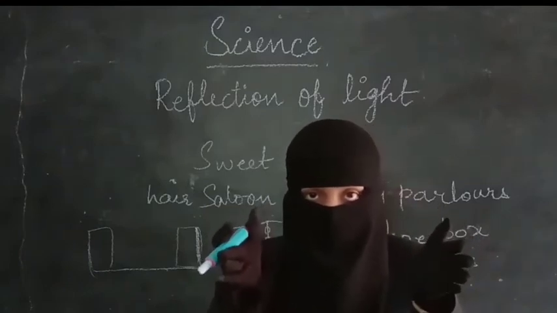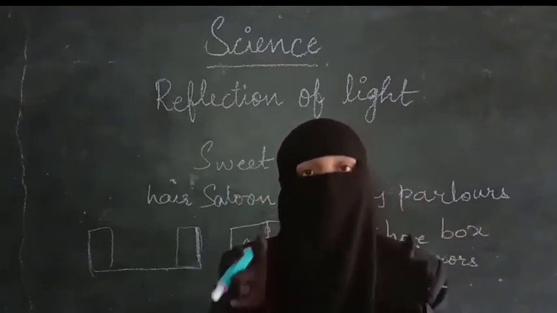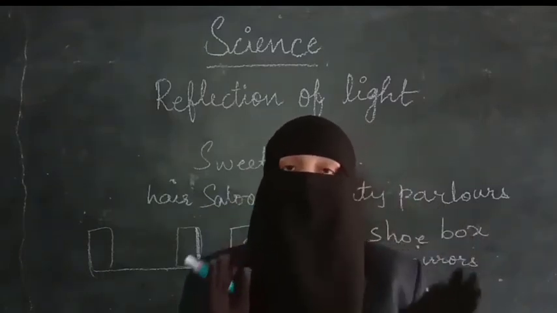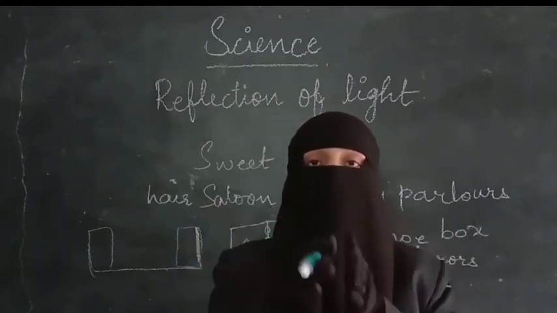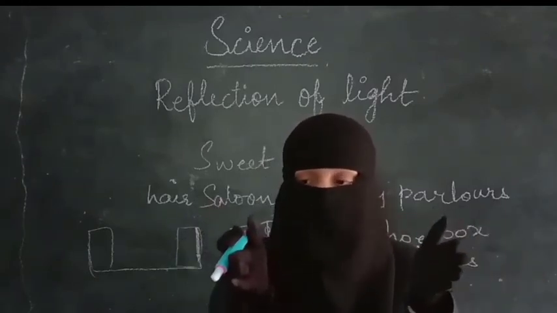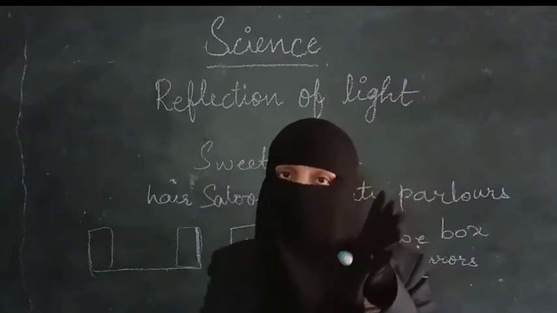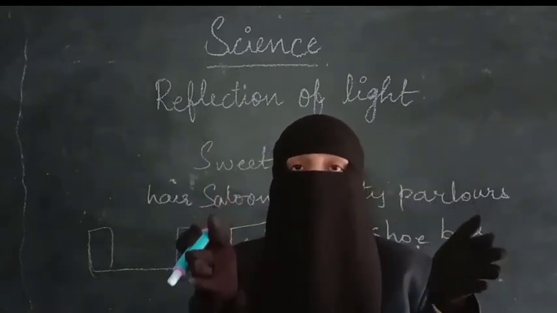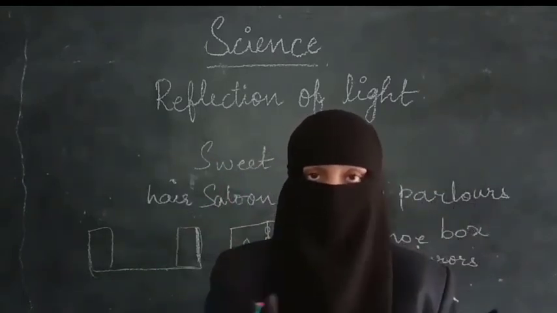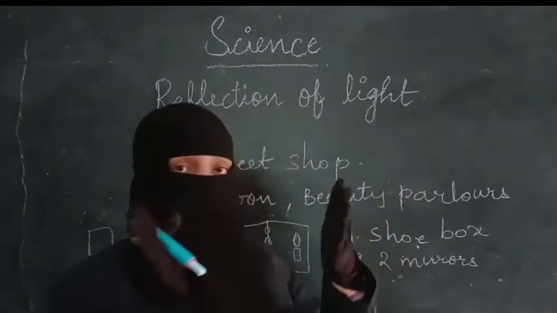For example, this is the box, okay? So here you have to fix your mirror strips. How you have to keep them: the reflecting surfaces should be opposite to each other. Here is a reflecting surface. Here is a reflecting surface. Both should be opposite to each other. Okay. So here you are going to put them.